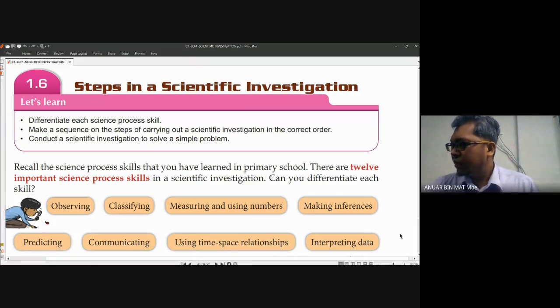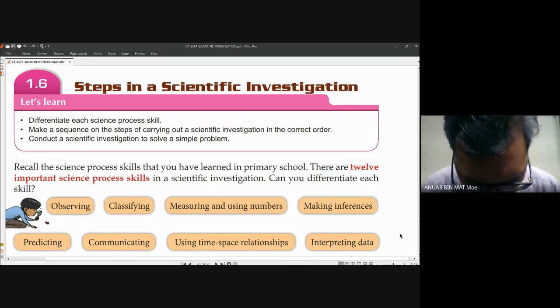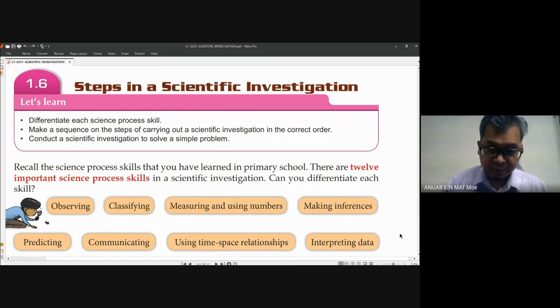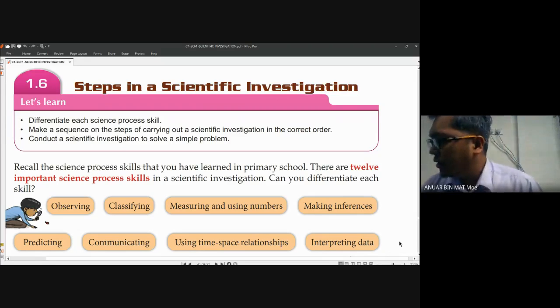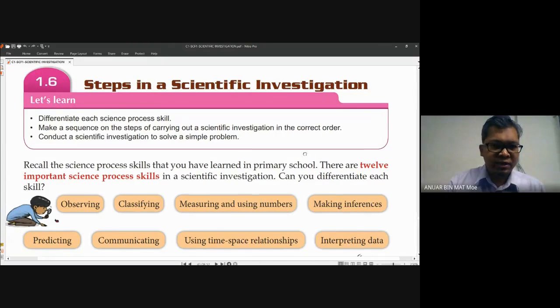You can open your textbook also. I will just refer to your textbook. Page 33, subtopic 1.6. These are the steps in a scientific investigation. So what is a scientific investigation, and what are the steps involved in a scientific investigation?